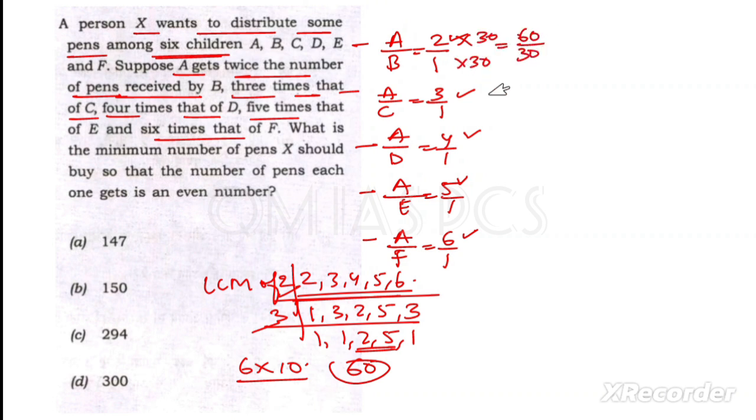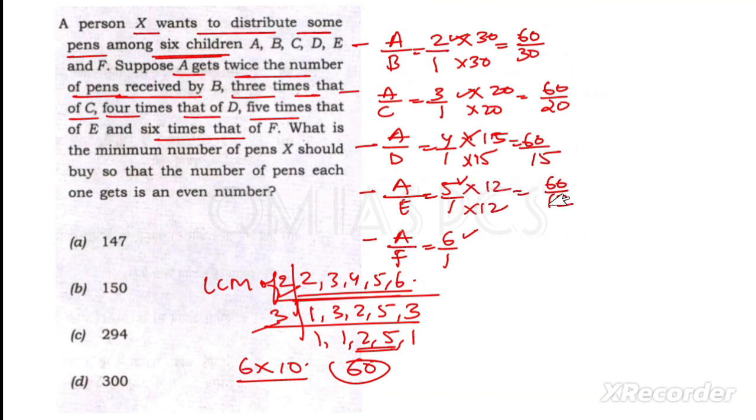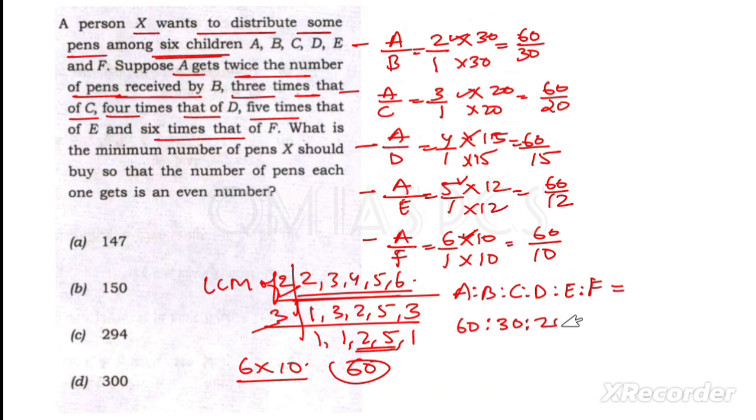Here we multiply by 20, so it will be 60 by 20. Here we multiply by 15, so 60 by 15. Here it is 12, so it is 60 by 12. Here it is 10, so 60 by 10. So now can you write in a proportion like A is to B is to C is to D is to E is to F is equal to, A is 60, what is the value of B? B is 30, what is the value of C? C is 20, what is the value of D? 15, then 12, then 10.